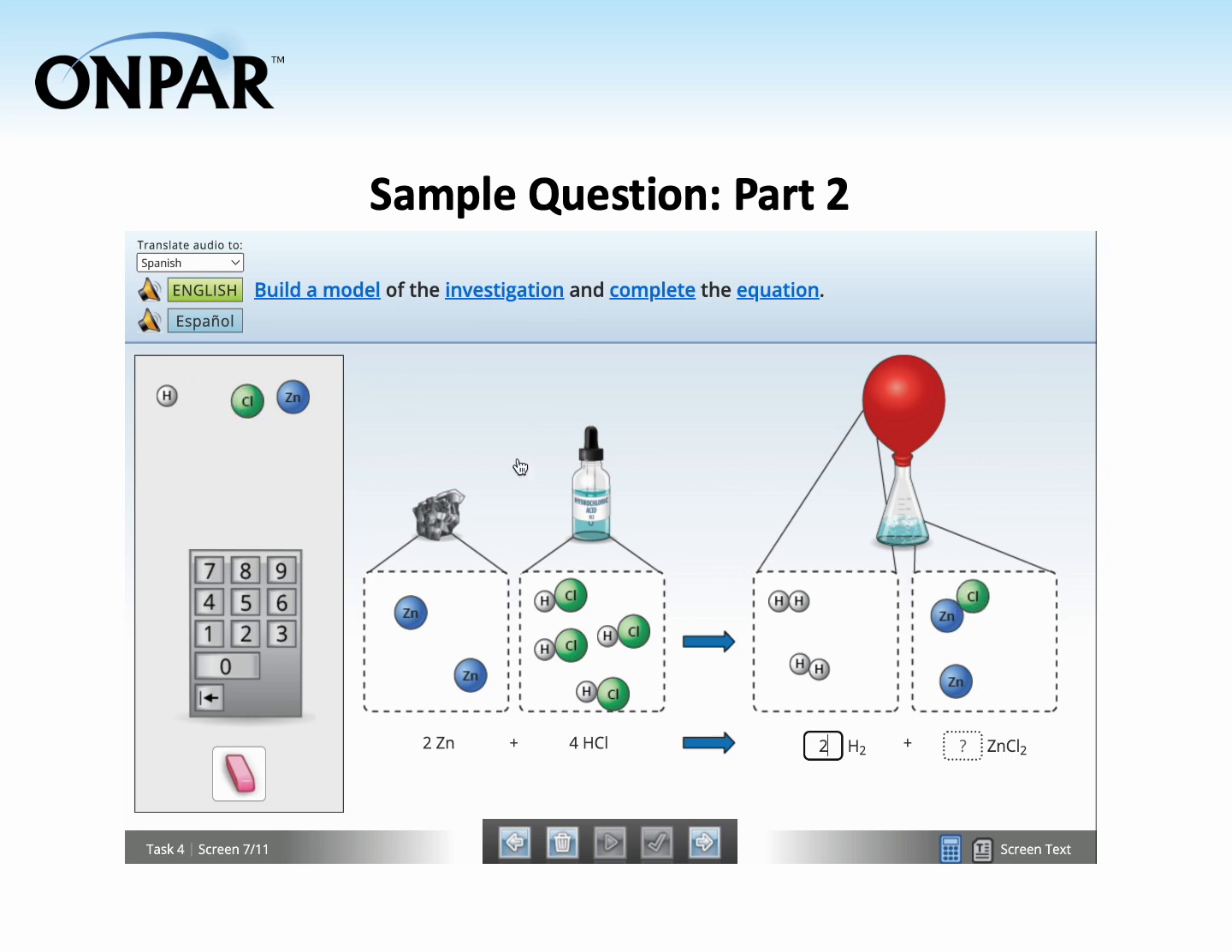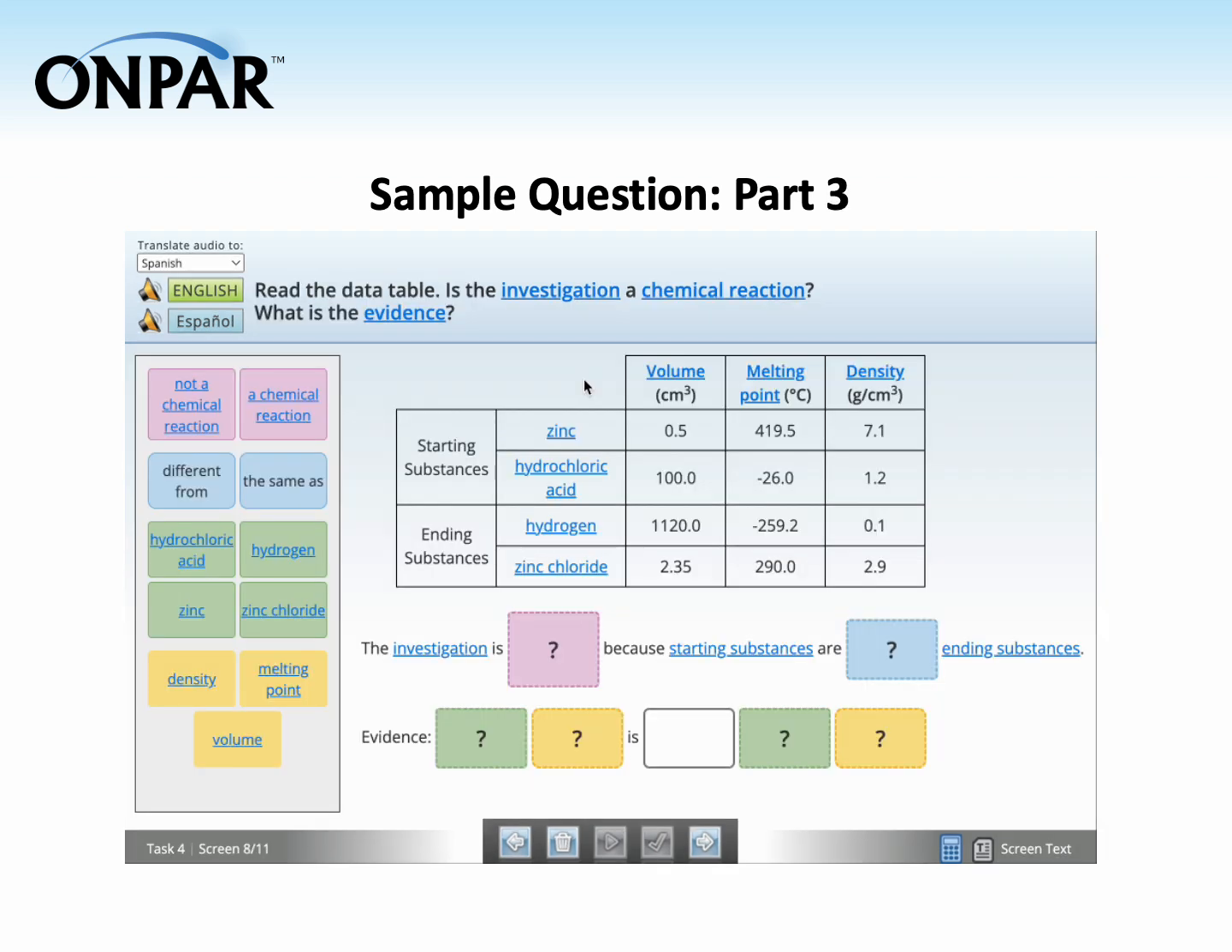Finally, they were able to understand that that meant we would have 2 molecules of these H2, which gives us a 2 coefficient at the bottom. Finally, we give students a data table and ask them to determine if they have evidence for a chemical reaction.